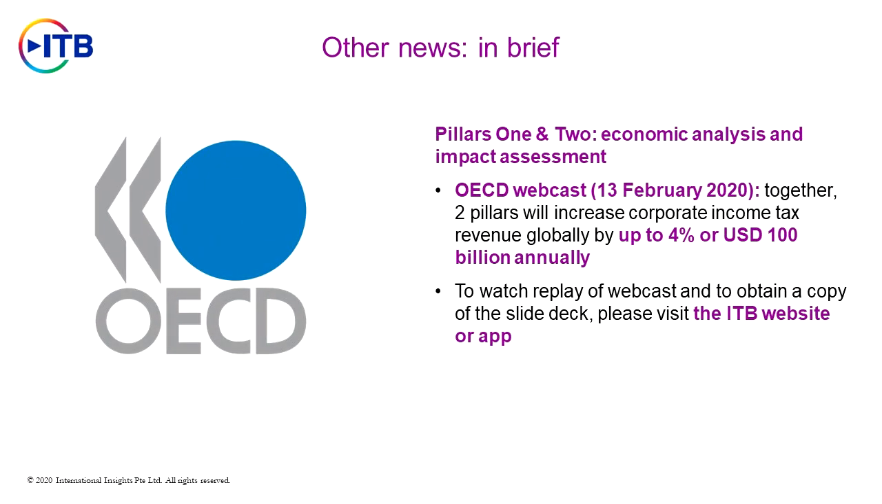In yesterday's webcast, the OECD said that its economic analysis and impact assessment of Pillars 1 and 2 is that together the two pillars would increase corporate income tax revenue globally by up to 4% or $100 billion on an annual basis. To watch a replay of the webcast and to obtain a copy of the slide deck, please go to our website or app.